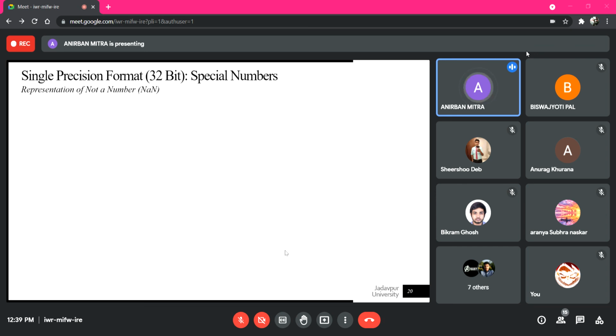Now there are certain other special numbers as well. These are known as not a number. How do we get not a number? In short, they are called NaN, N small a n, not a number.